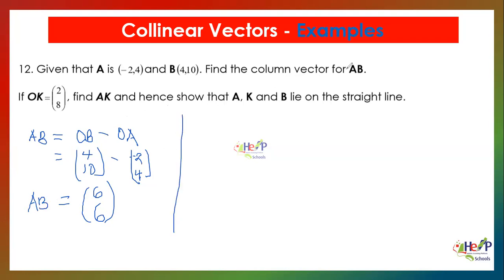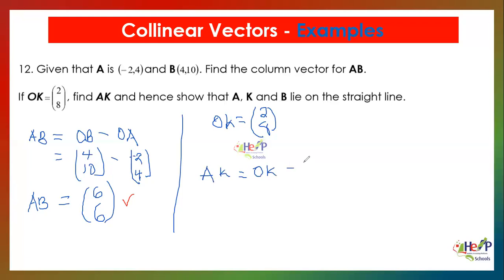Then I have got this mark if they wanted us to get AB. Now don't fear a question. You can even start and stop somewhere. I already have that mark because the question wanted me to get AB. Then they've given us a scenario here. If OK is 2, 8, like that, find AK.